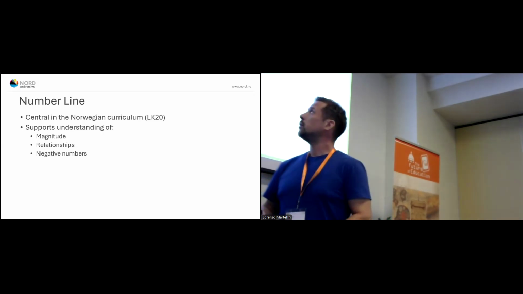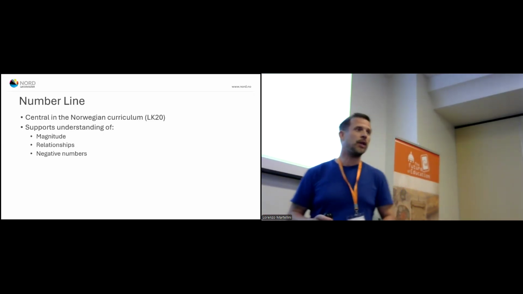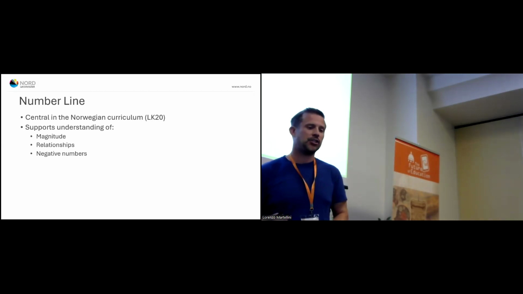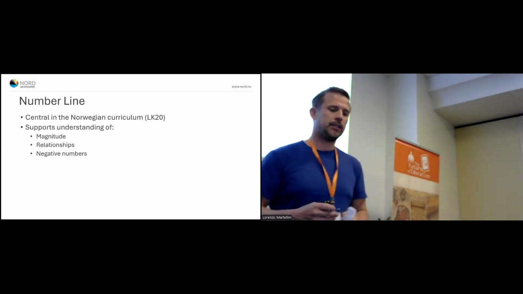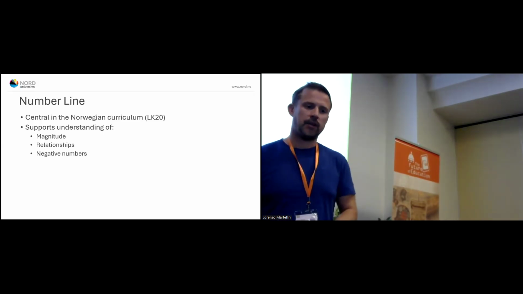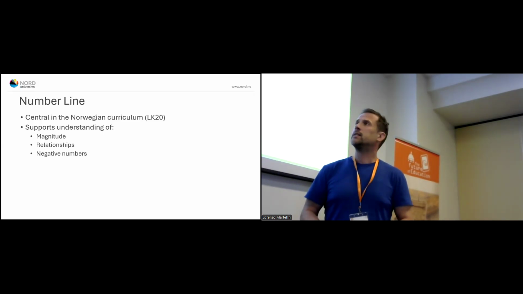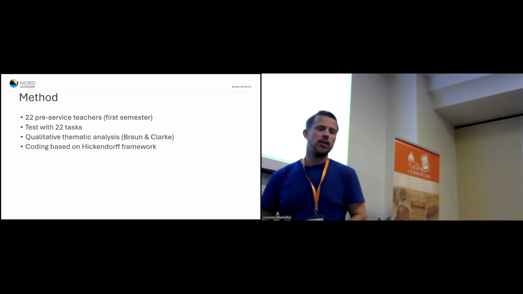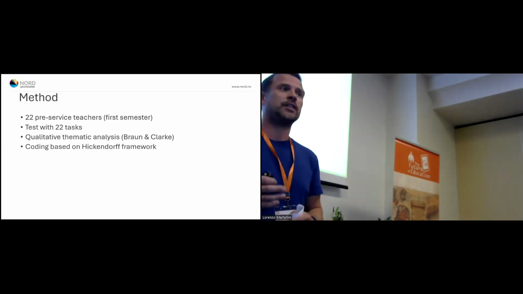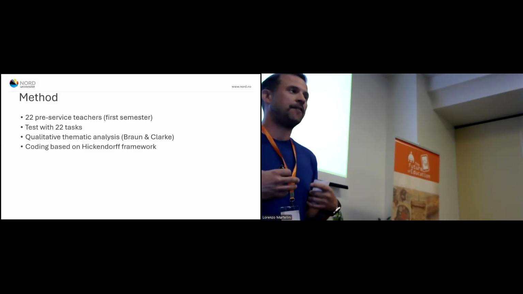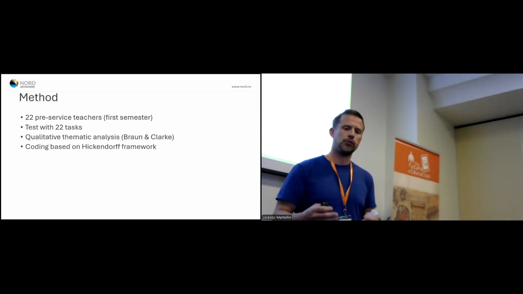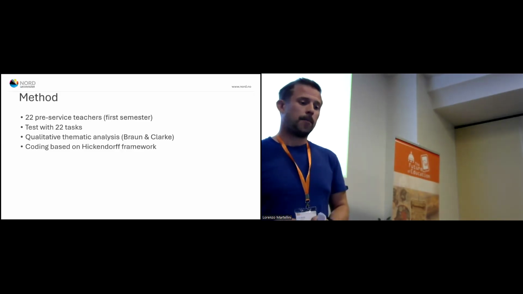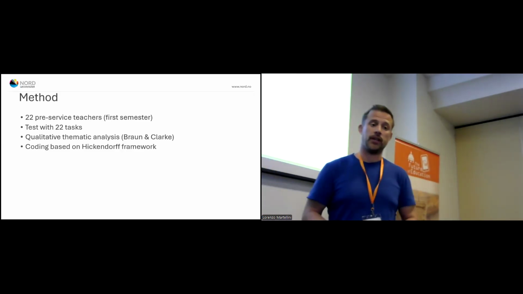To understand the use of the number line, we need magnitude, the relationships between amounts, and we also need knowledge about negative numbers. So what we did in our study is that we asked 22 pre-service teachers in their first semester how they would solve these different tasks, and if they could describe their solution methods. And we used the Higginbotham framework to analyze this.